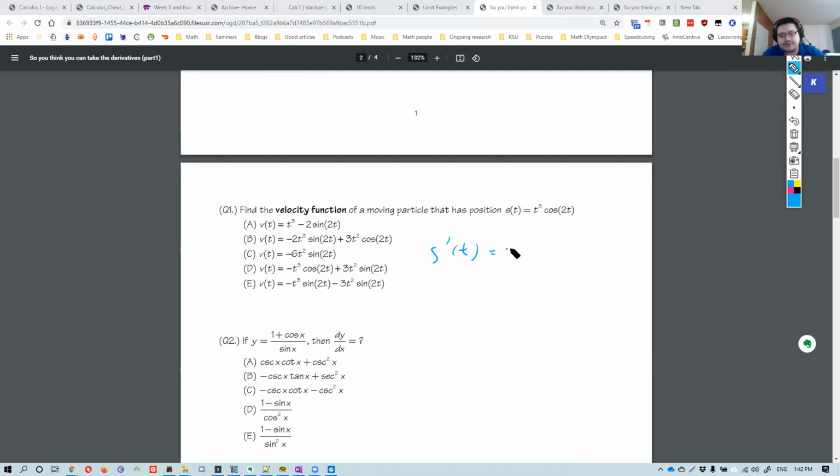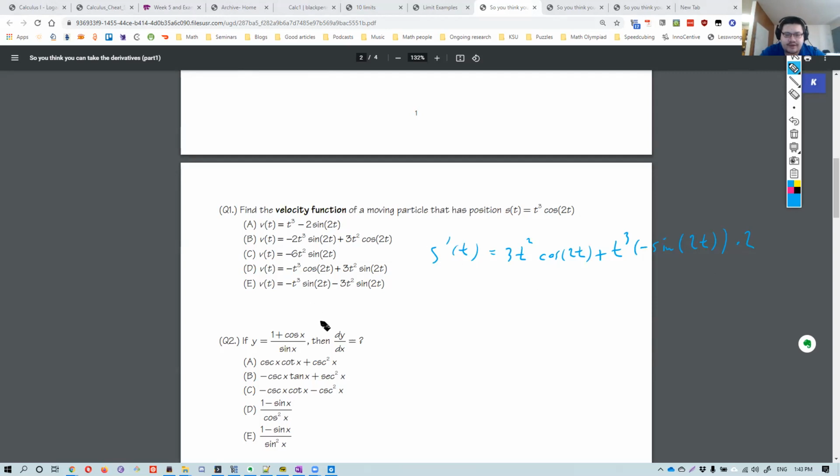And in this case, we would take the derivative of the first function times the second, plus the first function times the derivative of the second. And then you have to remember the derivative of the cosine is negative sine, so negative sine of 2t, times a 2 because of the chain rule. So here I've used the product rule followed by the chain rule inside of the second term.